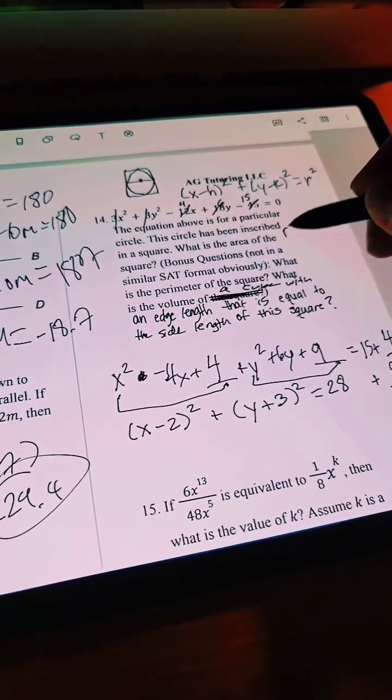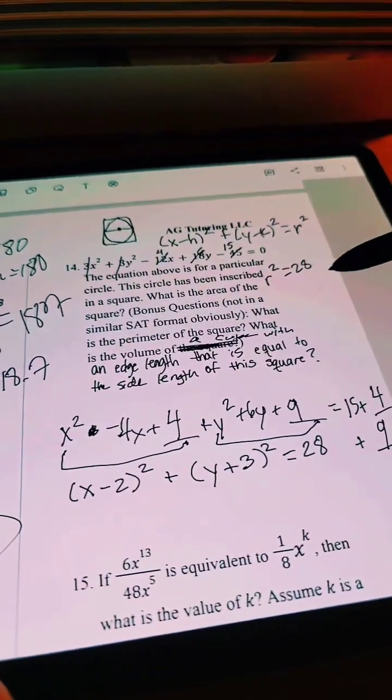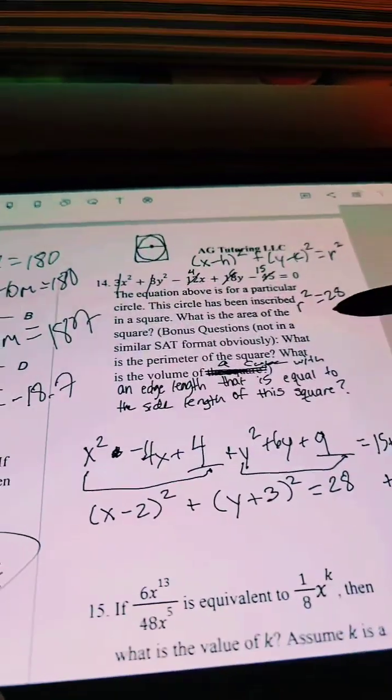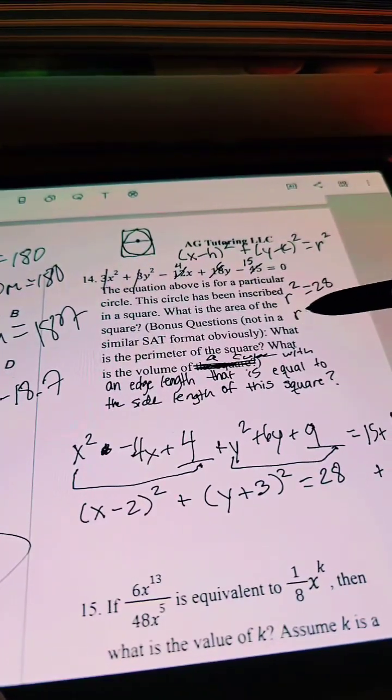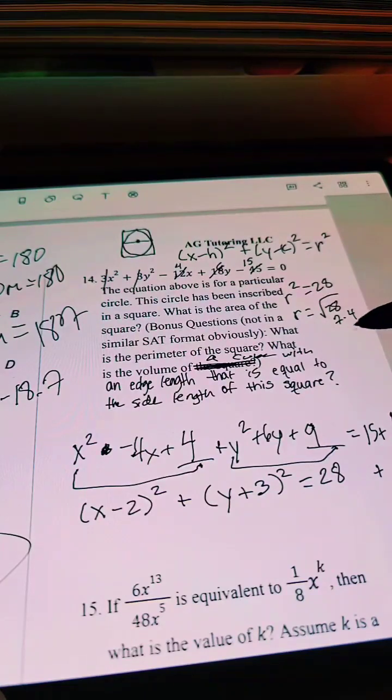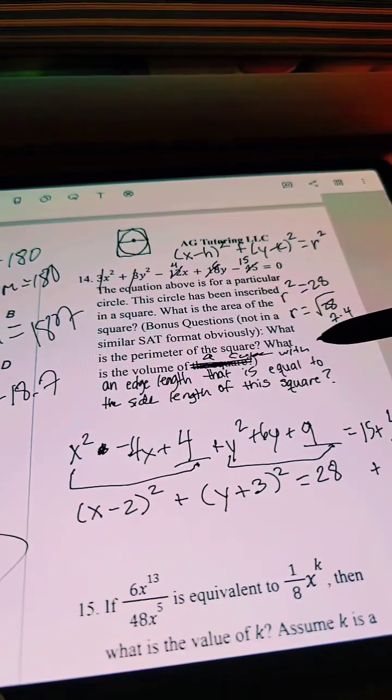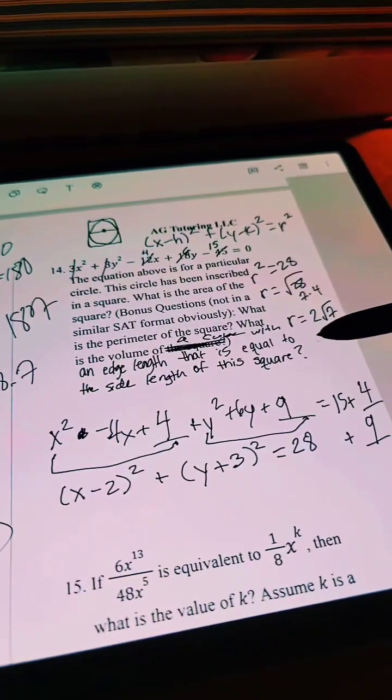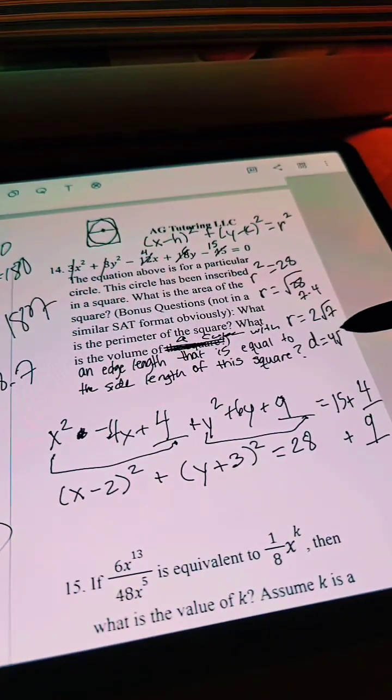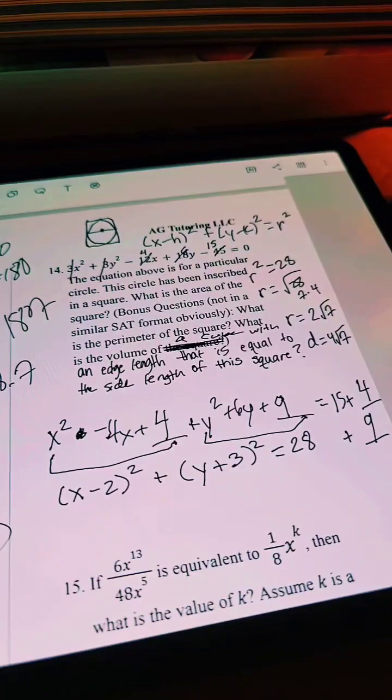The radius squared equals 28. If I take the square root of each side, I have the radius, and then I can double it to get the diameter. So the radius is equal to the square root of 28. 28 is the same thing as 7 times 4. The square root of 4 is 2, so I can take out a 2 and leave a 7. Then I'm going to double it to get the diameter. So I have 4 root 7 as my diameter right there.